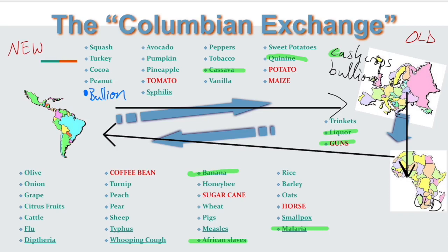In our next video, when we get back, I'm going to cover the transatlantic slave trade and the differences between Old World slavery and New World slavery before we move on to the African diaspora.